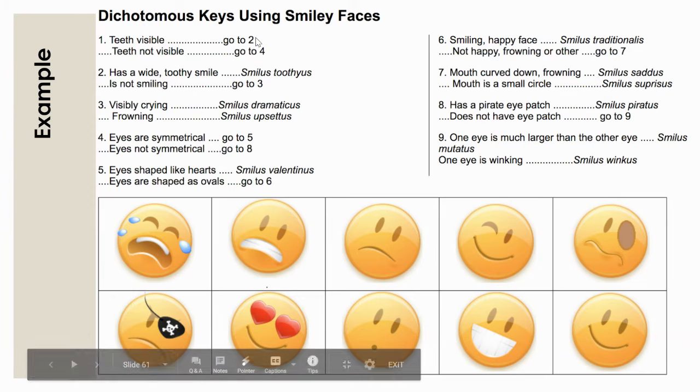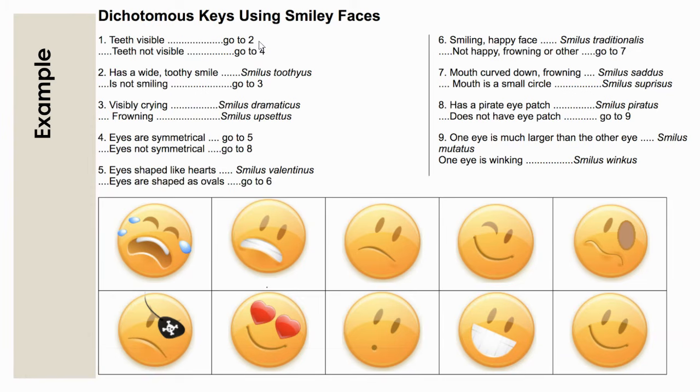In the heart eye emoji, are teeth visible or not visible? Well, if I look at the heart eye emoji, I don't see teeth. So I'm going to say they're not visible, and I'm going to go to number 4. Remember, I always start at number 1 no matter what, but then I follow the instructions. So teeth are not visible, I go to number 4.